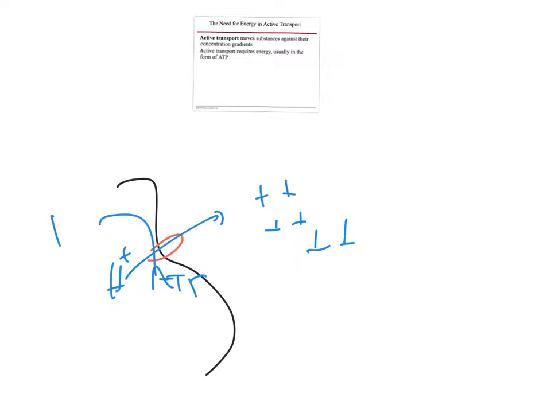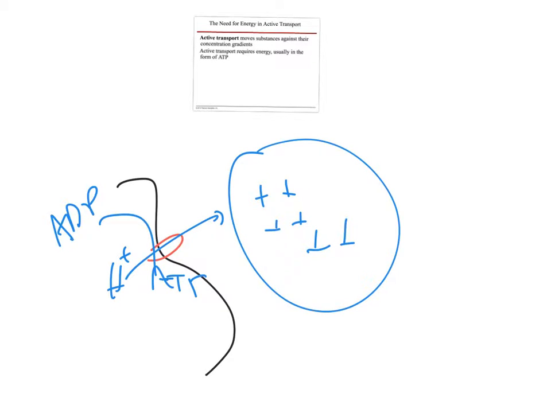So, here's my cell. Here's my carrier protein, and I'm going to push a bunch of hydrogen ions out here. So, lots of these guys out here. Now what? And I've used ATP in the process, so ATP is broken down to ADP. Now, what do we have out here? The concentration gradient, right? I have lots of hydrogen ions outside, and what do they want to do? They want to get back in.